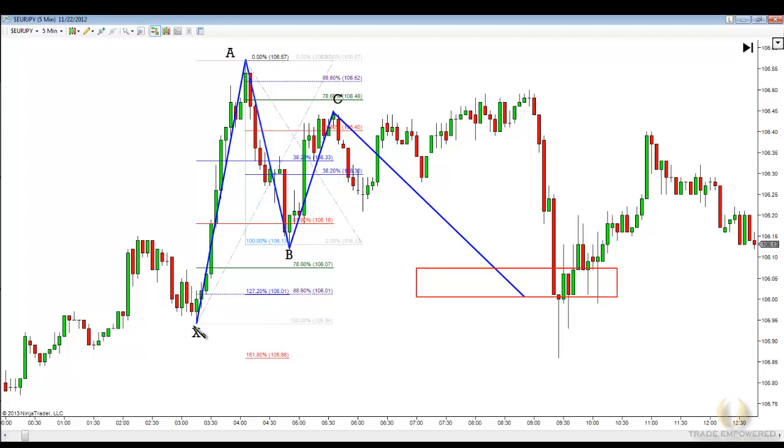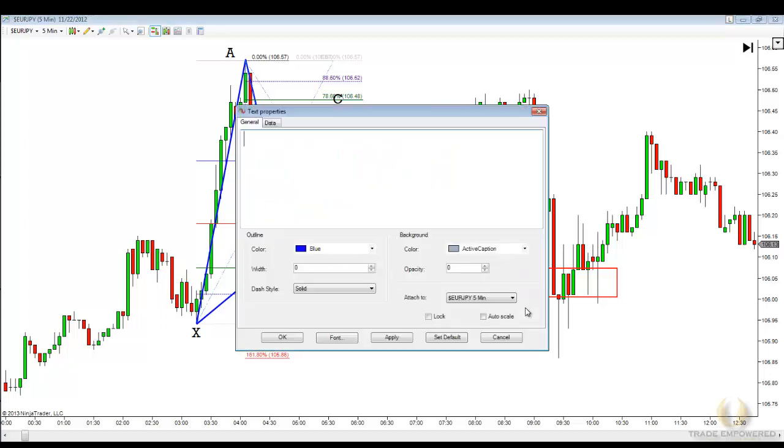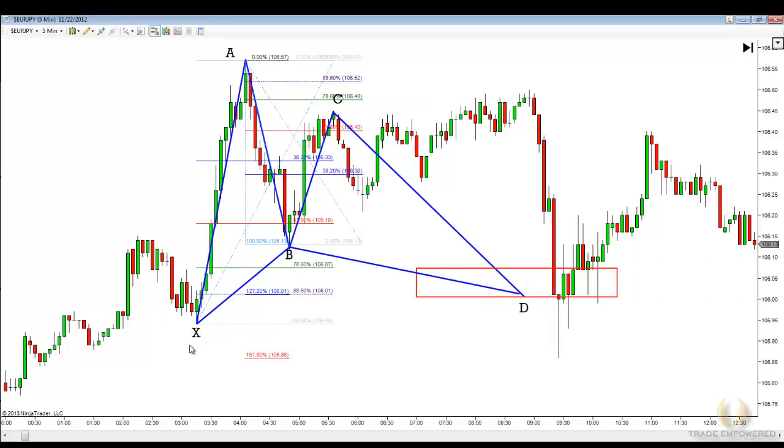But again, for right now, we just want to worry about pattern identification and being able to recognize this Gartley pattern. So again, X to A, initial impulse leg, A to B, coming down to our 618, B to C, coming back into a 618, and a CD completion right here in the zone between the 786 and the 127.